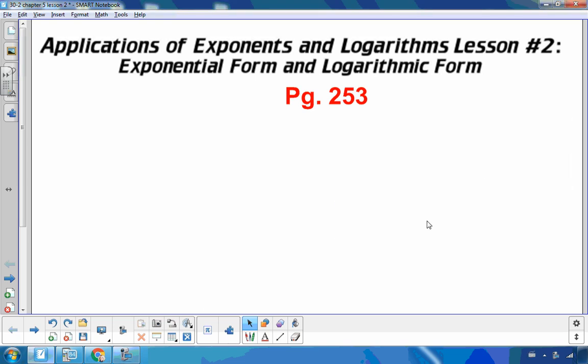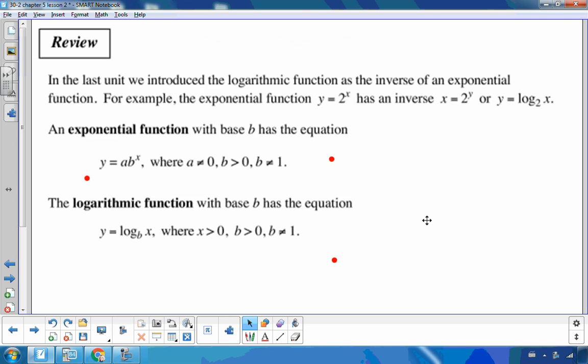Here we are, lesson number 2, chapter 5, page 253, exponential form and log form. So in the last unit, chapter 7, you guys were introduced to the log function as the inverse of an exponential function. For example, the exponential function y equals 2 to the x had an inverse x equals 2 to the y. Now we couldn't use that form very well because we can't enter y or x equals equations into the calculator. So in the last unit, we also saw that was the same as y equals log base 2 of x.